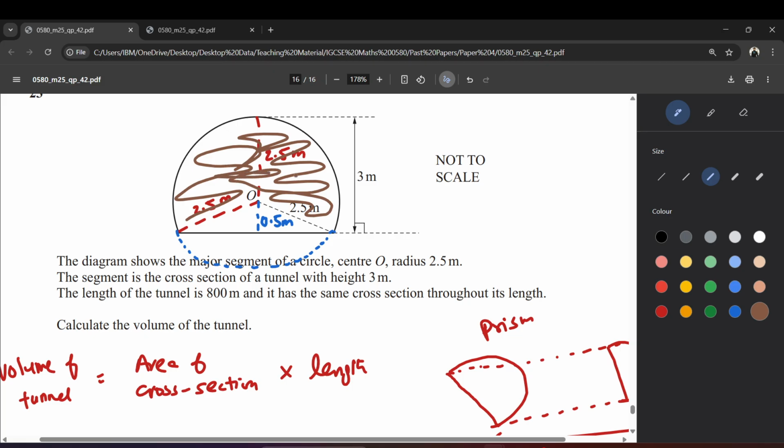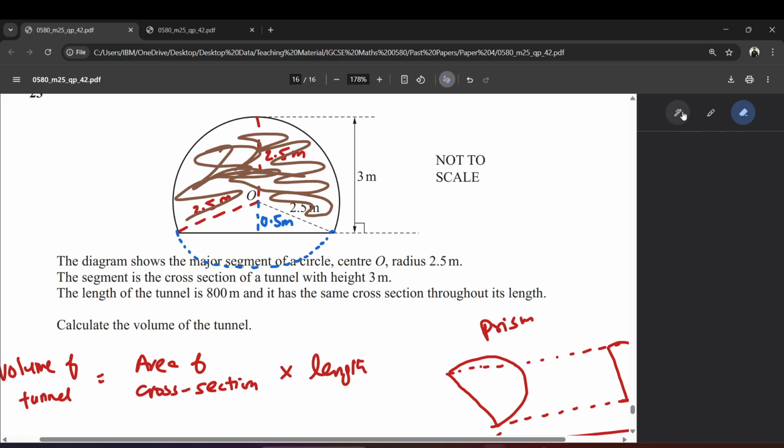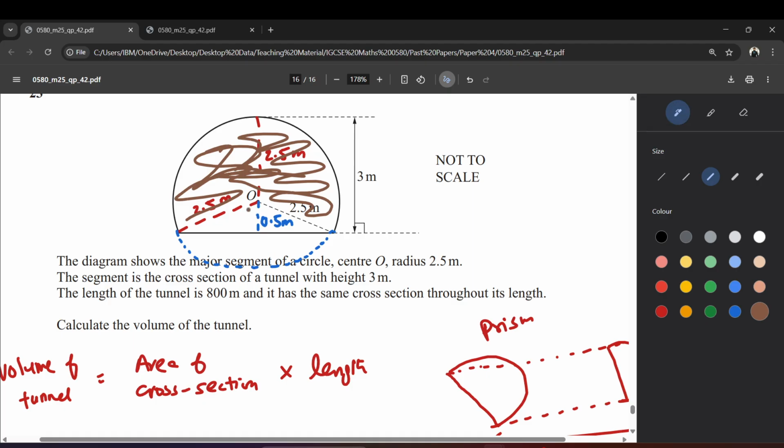Because this is a major segment, I can work out this area. Once I'm done with this, then I can also work out the area of this triangle. If you notice, the brown portion and the yellow portion give you the complete segment. Do you get the point?